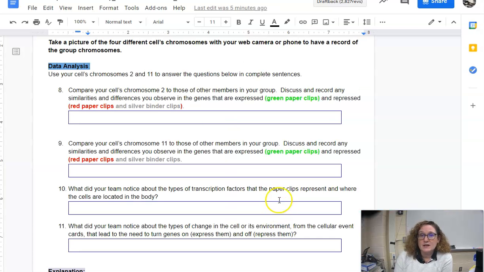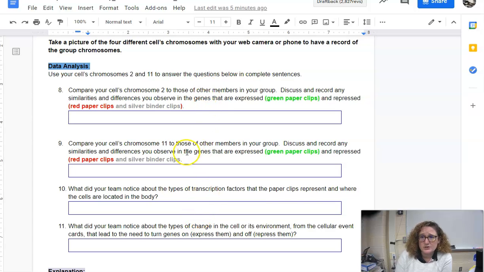What you're going to work on today is the data analysis, the explanation, and then the application. So hopefully you answered questions 8 and 9 in class, where you were looking at how genes were expressed by the green paper clips or repressed by the red paper clips and then the silver binder clips. Again, remember the silver binder clips are permanent. You never took those off, versus the red paper clips could go on and off. So those were either on or off, depending on the cellular event.